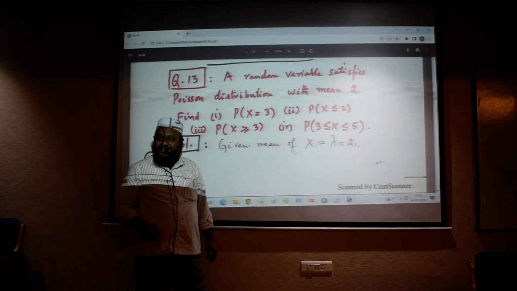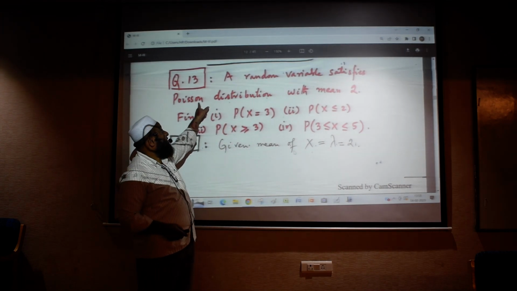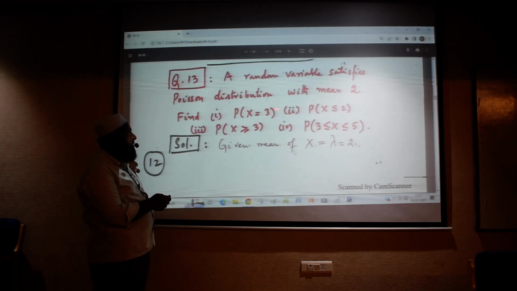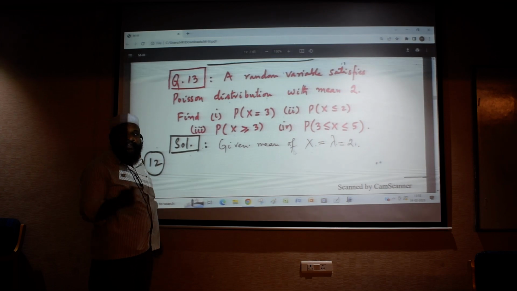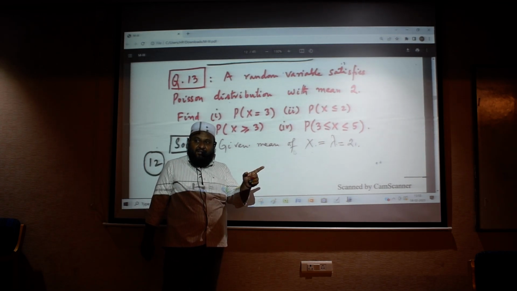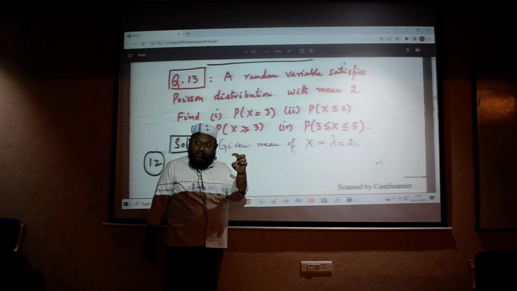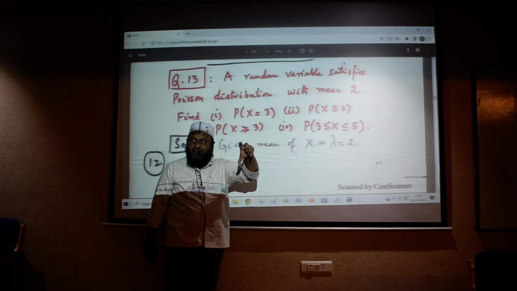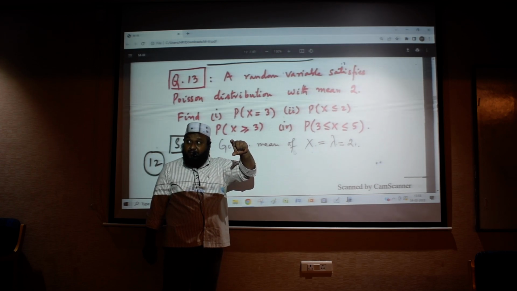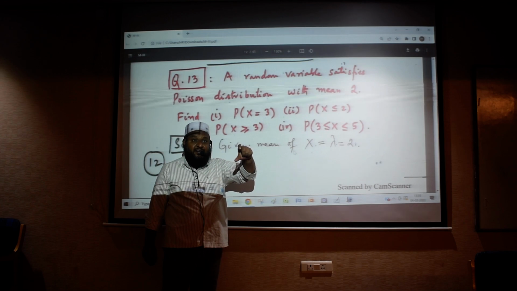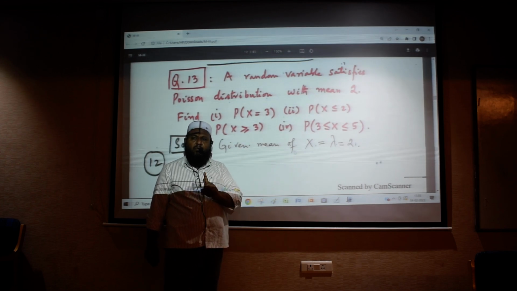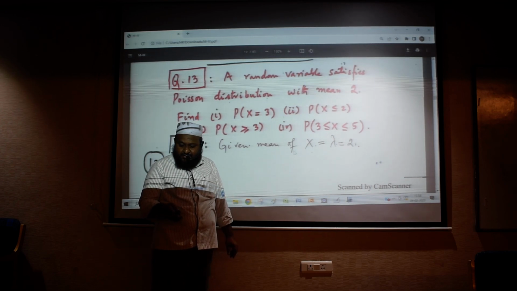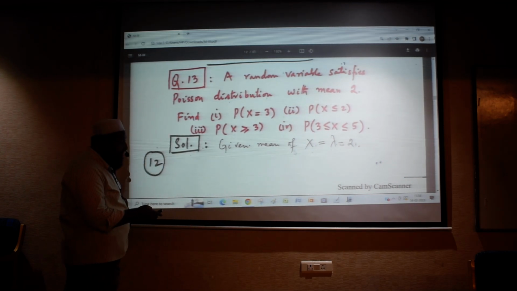Now we are moving towards random variable, Poisson distribution. A random variable satisfies Poisson distribution with mean 2. Keep in mind, in binomial we have N and P, two parameters. Q is not special, Q is 1 minus P. So two numbers are parameters of the distribution, N and P. But here we will have only one parameter, that is mean, lambda.